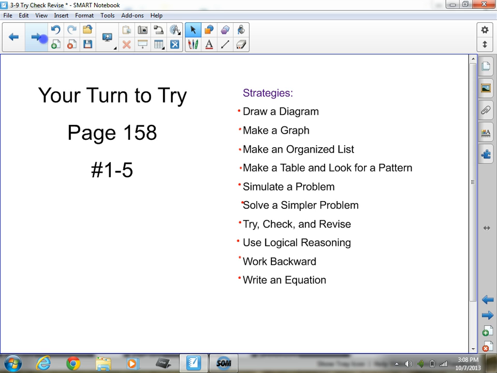So I'd like you to try it. On page 158, try numbers 1 through 5 by tomorrow, and we will go over these in class and really work through some more story problems where we have to use our thinking skills. So if you have any questions, bring them to class. Just try your best on these. That's what we want to see. We want to see you attempting them. Try your hardest. And bring your questions to class tomorrow.